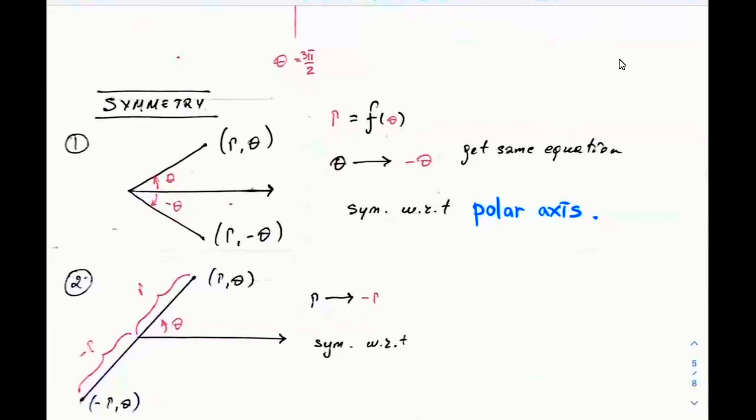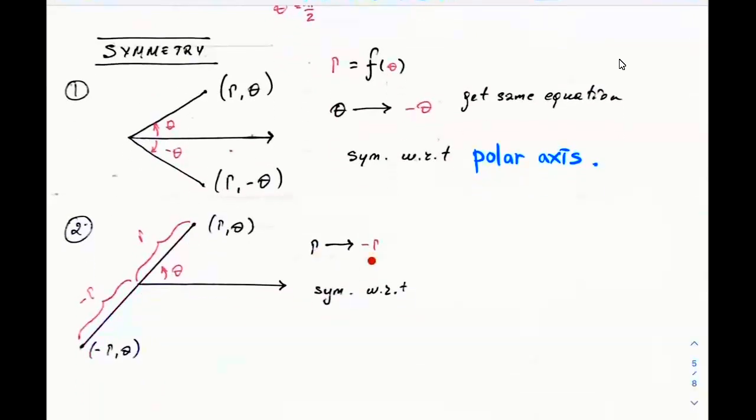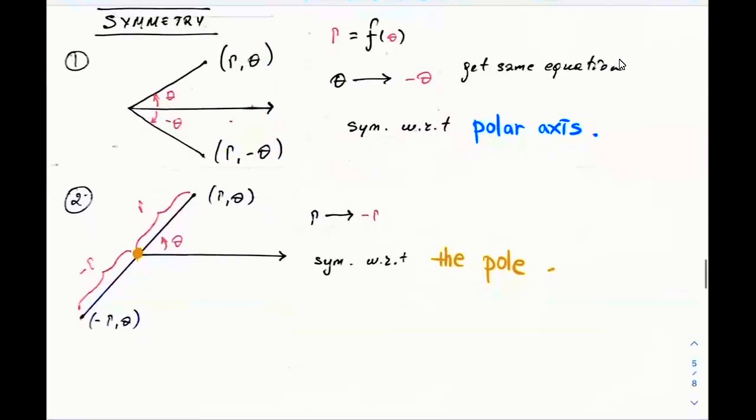Now if you replace the r here by negative r and you get the same equation, that means if we replace r by negative r, this point is also on the curve. So these two points are symmetric with respect to what? With respect to the pole, right? The pole right here. Yes, symmetric with respect to the pole.